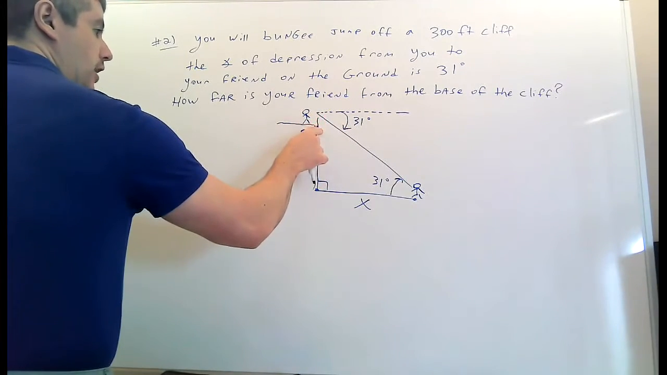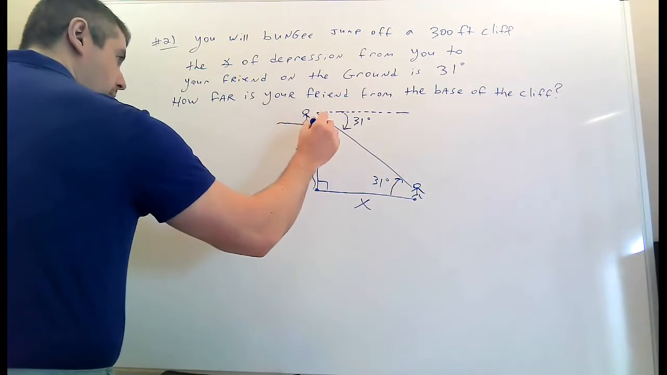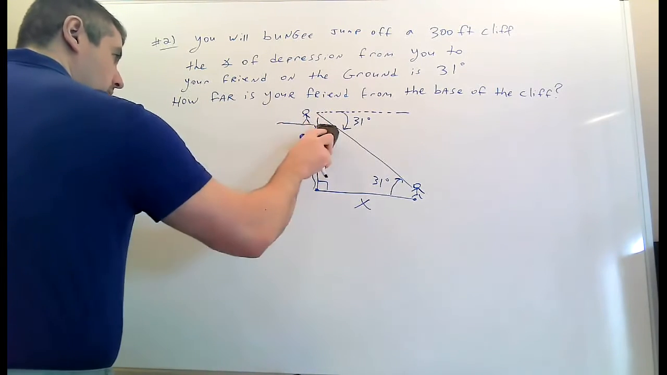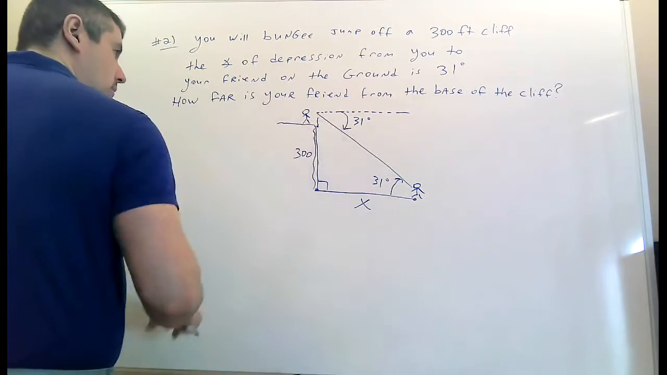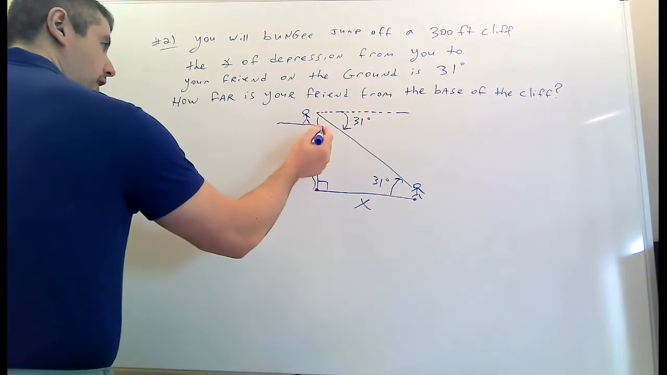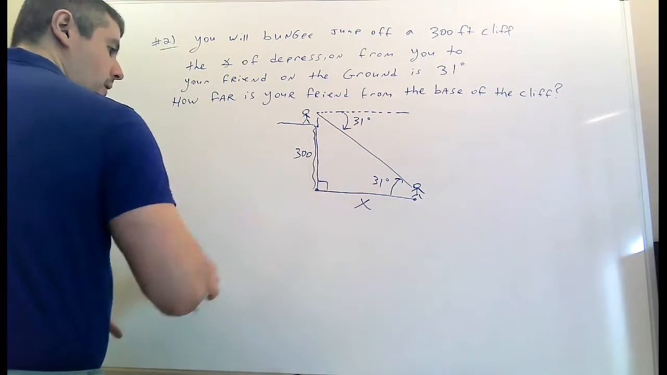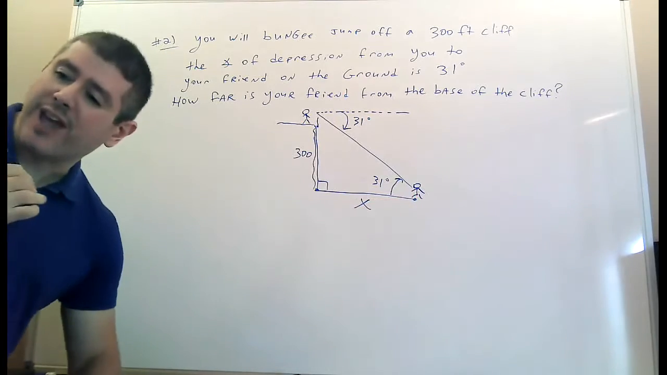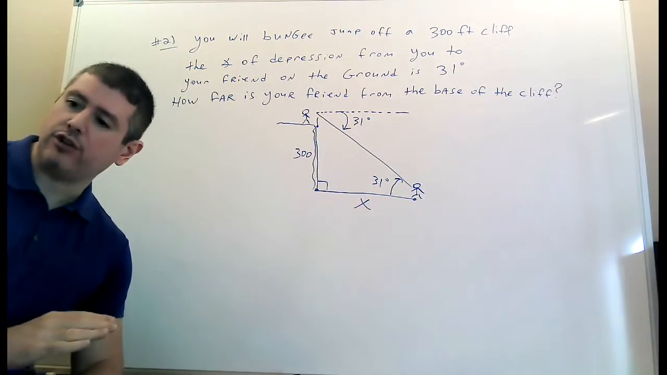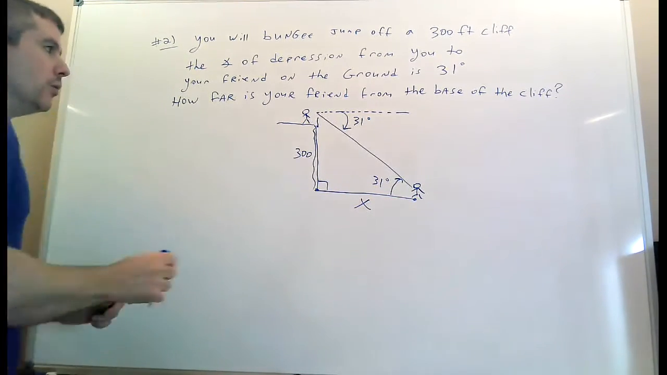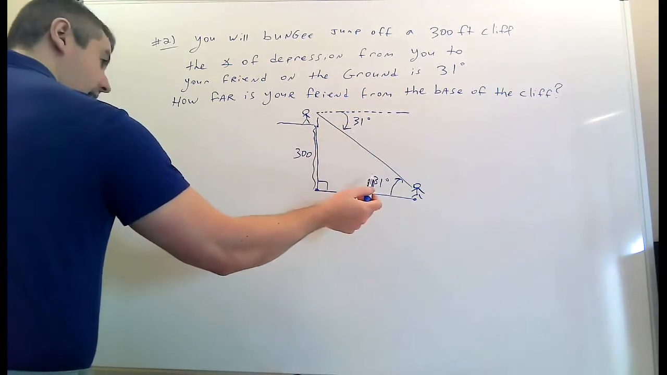The angle of depression does not go here. This is a very common mistake. Students put that 31 there, and also students will put it here and then figure out this angle. Don't do that. Take this angle and throw it right down there. Boom. You cannot possibly do it any easier or faster than that. Whatever the angle of depression is, make it into the angle of elevation.